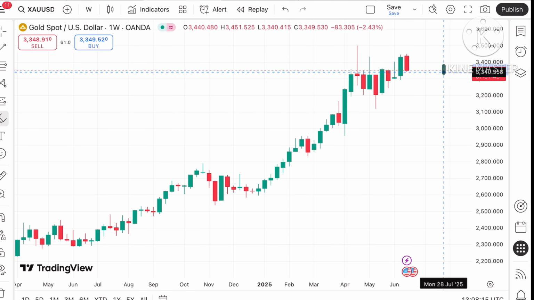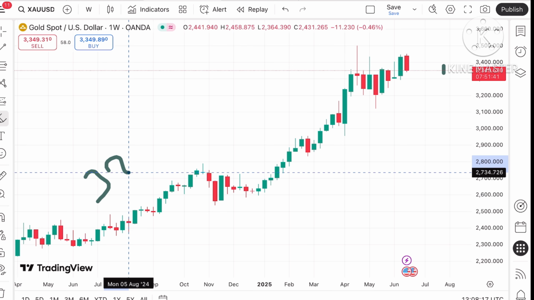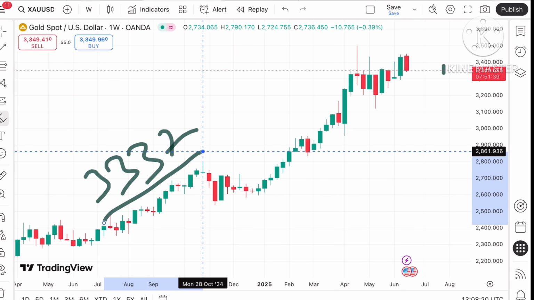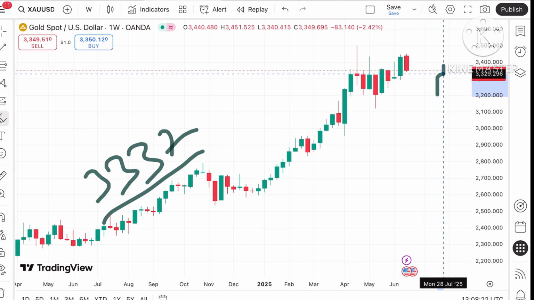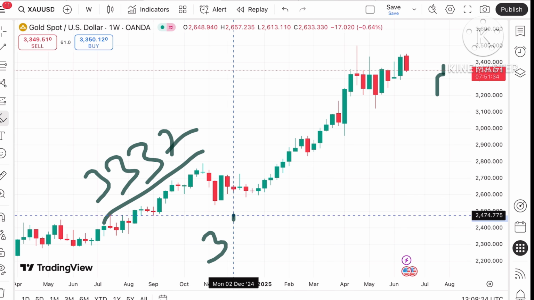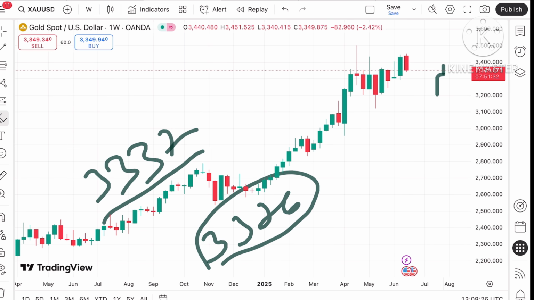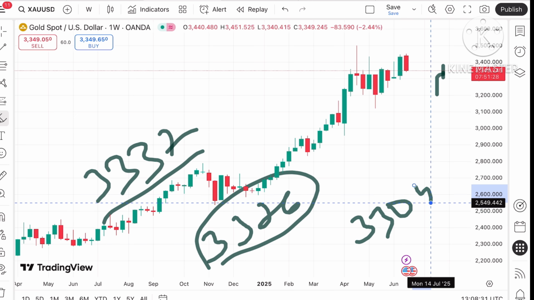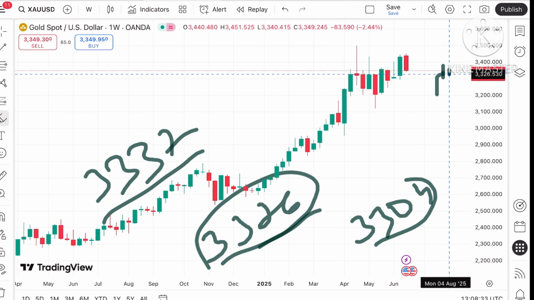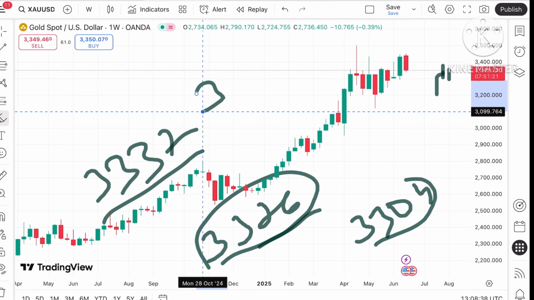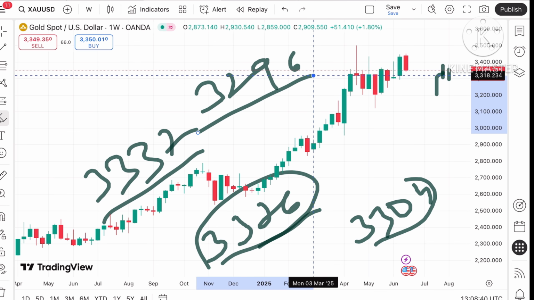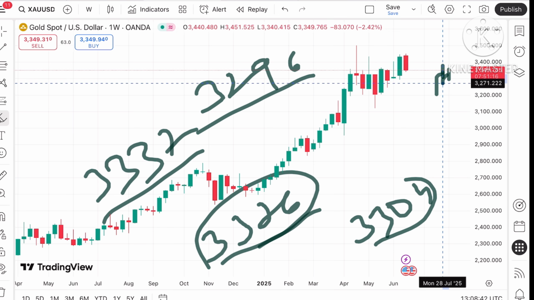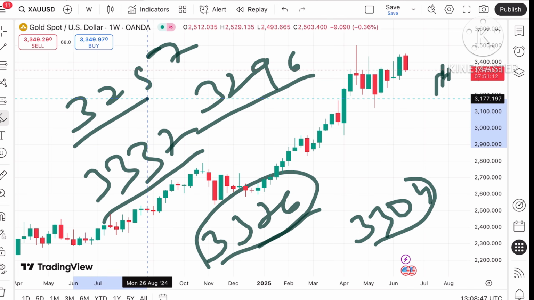Suppose if the price didn't sustain this level, it can move towards the next support of 33.37, and if the price falls below that particular level, we can see the next support at 33.26. Suppose if the price falls below 33.26, we can see the price can move towards $33.04. Okay, and if the price falls below 33.04, we can see the price can move further down towards $32.96. Suppose if the price falls below that level, the price will fall further down, and then after that it can touch a level of $32.57.